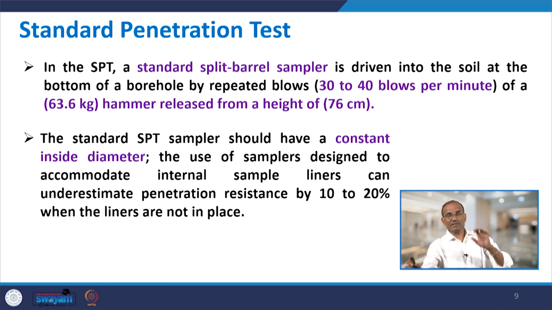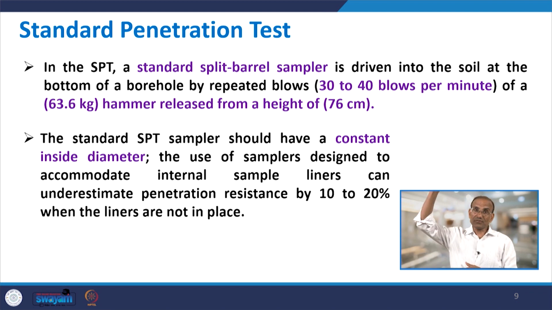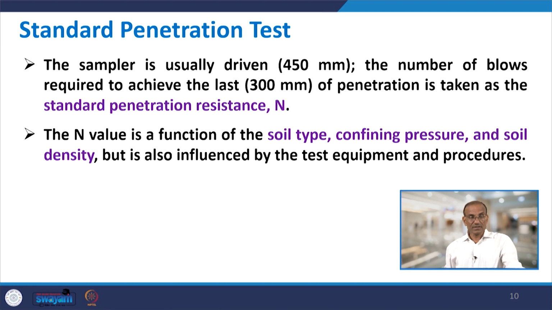So, what you have? You have a hammer. Why is it called standard? Because many things are standardized. The weight of the hammer is standard, 63.6 kg, it falls from a height of 76 centimeter, and the rate of the number of blows is about 30 to 40 blows per minute. The standard SPT sampler should have a constant inside diameter. The use of a sampler designed to accommodate internal sample liners can underestimate penetration resistance by 10 to 20% when the liners are not in place.